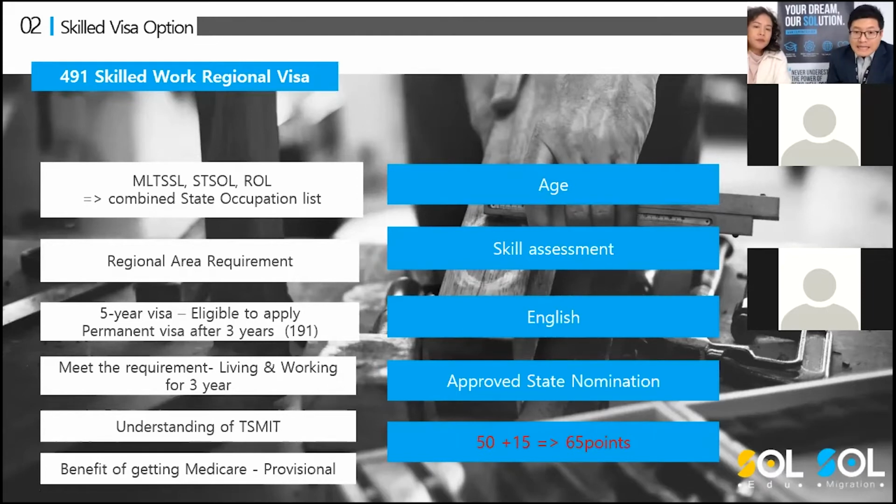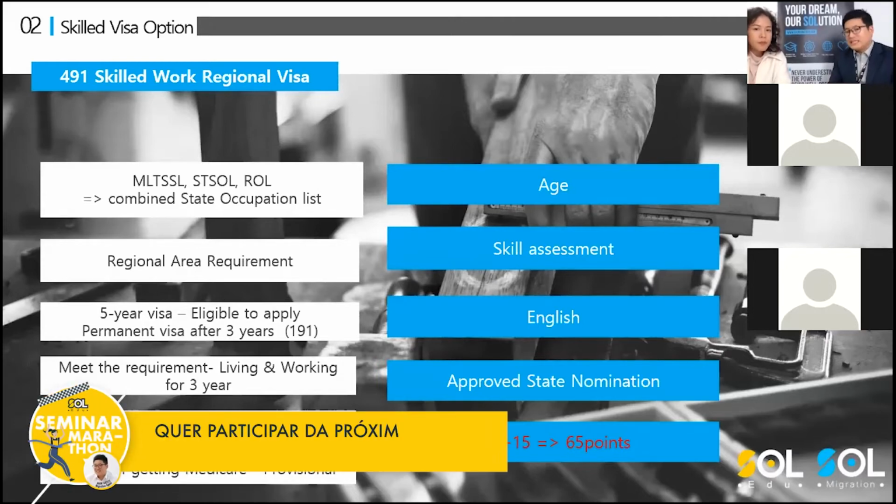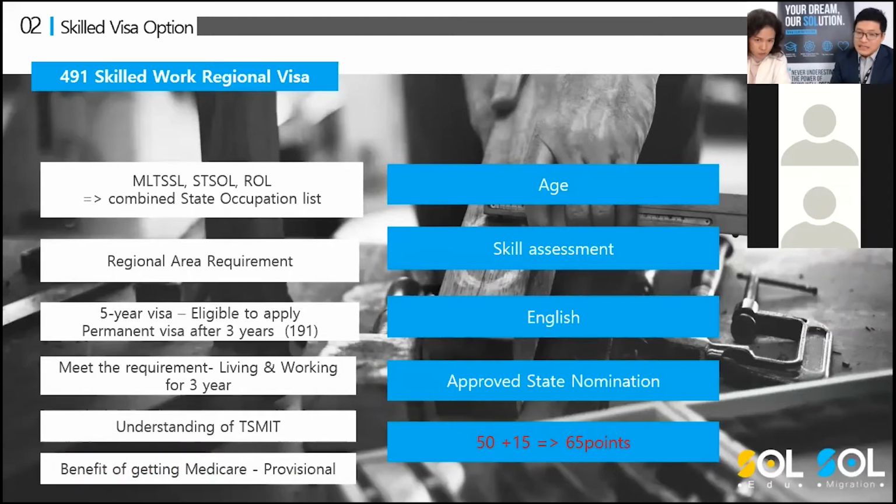For the regional requirement, once you get a 491 visa, you must meet the living, working, and study requirements in a regional area only. You are required to live and work at least 3 years in a regional area, then you can move on to the 191 permanent visa. But it's not just that you work for 3 years; you are also required to make a certain salary, I mean income, over the 3 years.